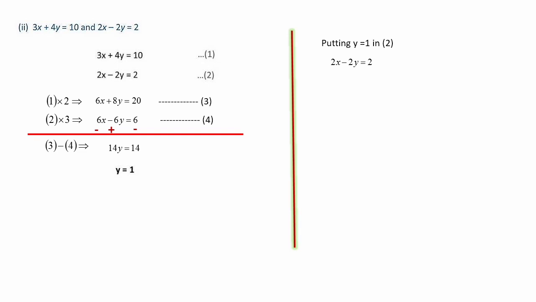So when you substitute 2x minus 2y is equal to 2, that is our equation. That is 2x minus 2 into y value is 1.